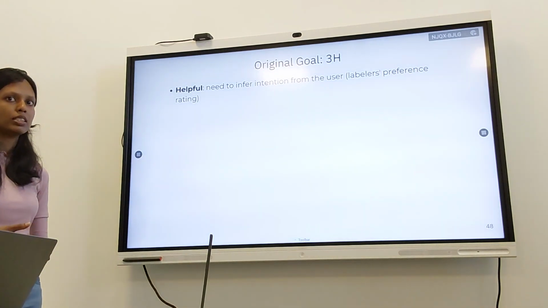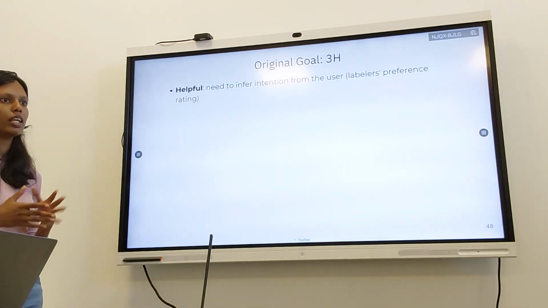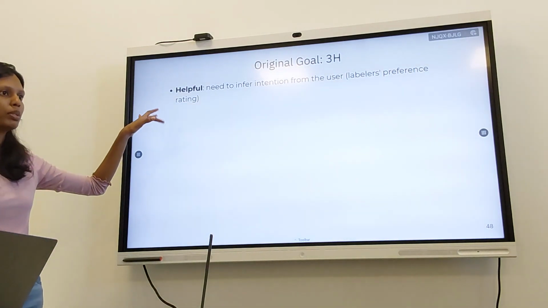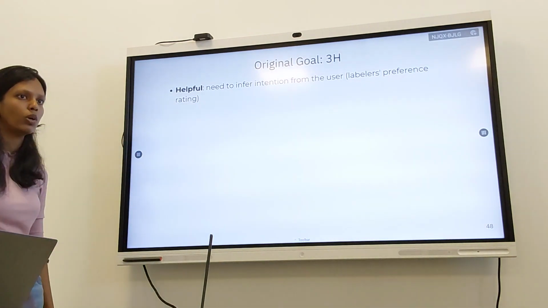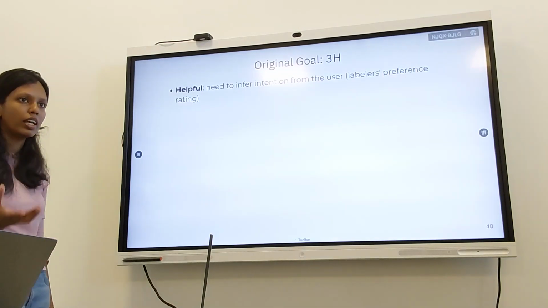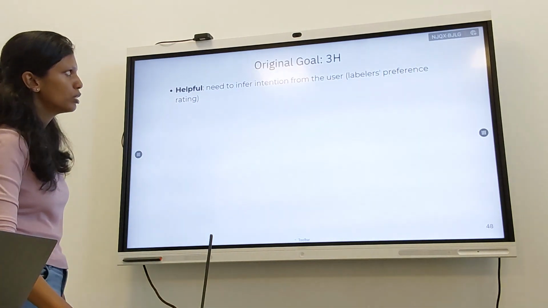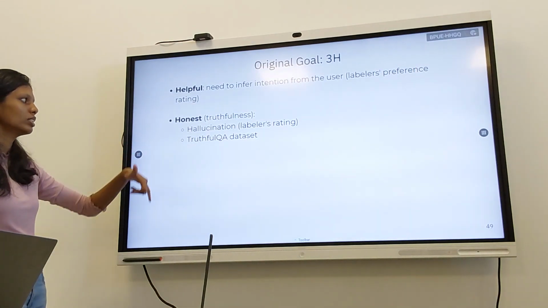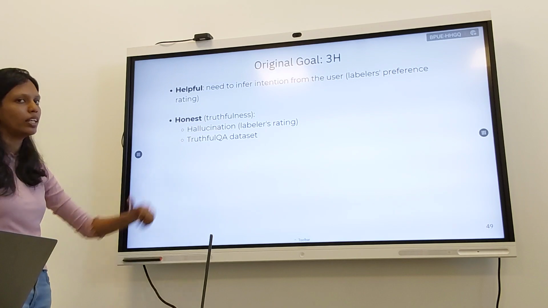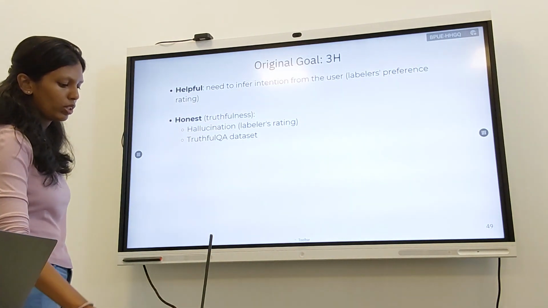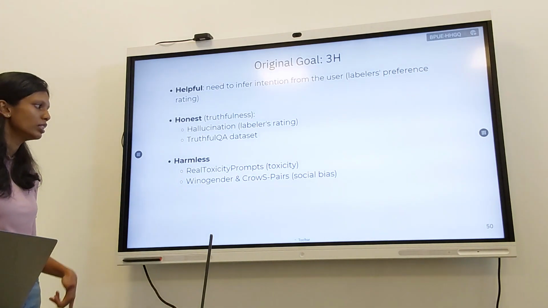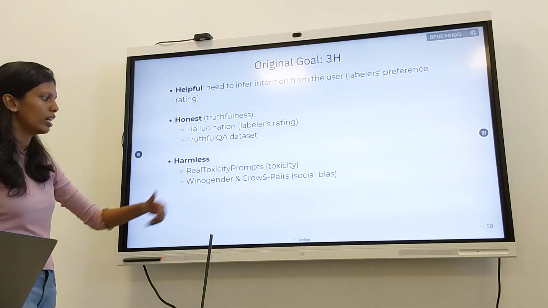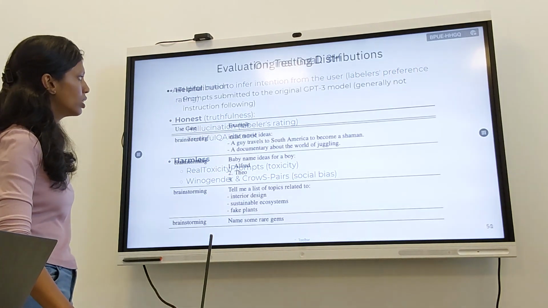In the evaluation, what they have basically done is test whether the model has achieved the three H's, the main three goals. To identify if it has been helpful, they pass the responses to annotators that are hired only for evaluation, and check if it is preferred over output from other models. And then for honesty, they check whether it hallucinates, and they also use the TruthfulQA dataset to measure honesty. And for measuring harmlessness, they use these two datasets, RealToxicityPrompts and Winogender and CrowS-Pairs dataset. So now let's look at each of these.